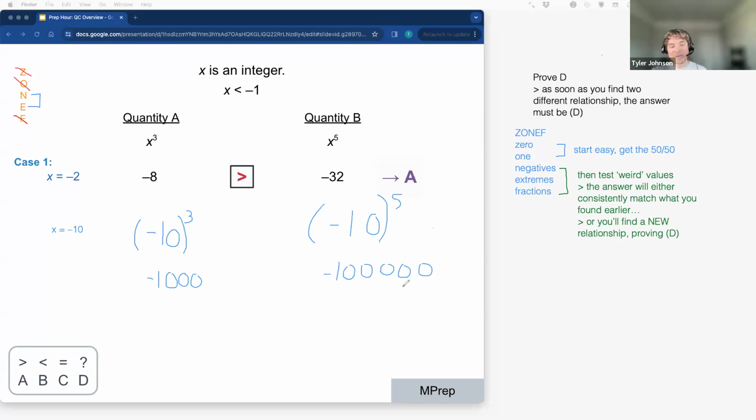And again, don't mix up magnitude. Make sure you're thinking about what is further right on the number line, and it's still quantity A. And at this point, I've tested some pretty extreme cases. I think it's a good idea to pause and check in and ask myself, could I pick anything for X that would ever change this relationship? And no, I can't. It's always going to be coming up A, no matter what.